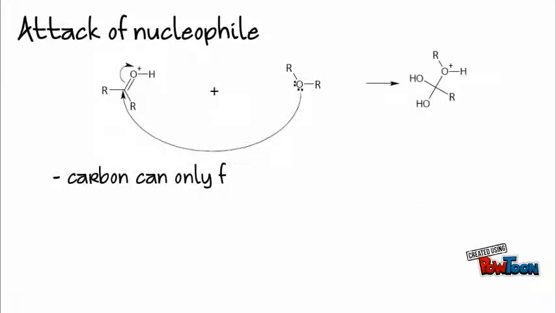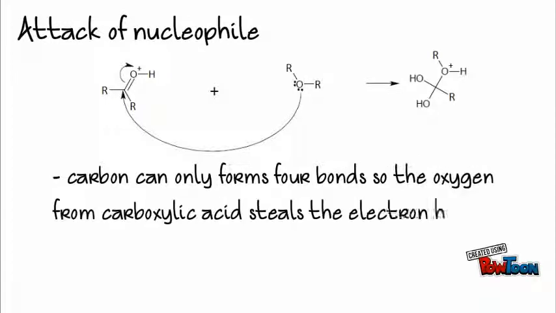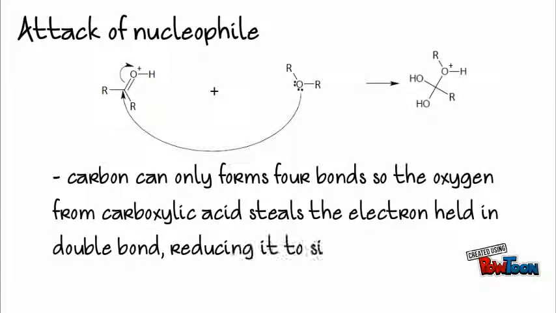However, carbon only ever forms 4 bonds, so the oxygen from the carboxylic acid steals the electrons held in the double bond, reducing it to a single bond. This now obeys the octet rule.